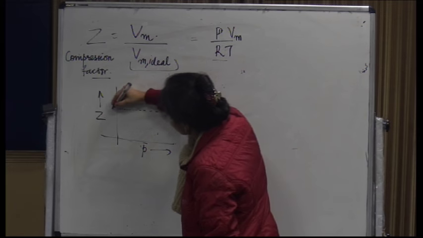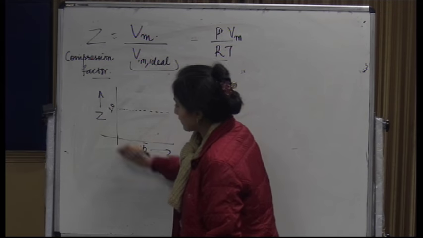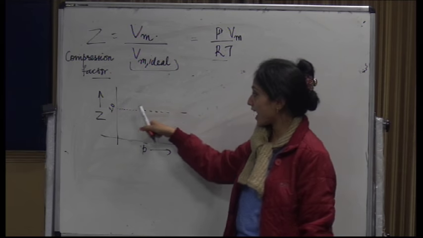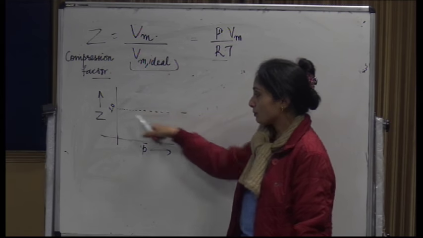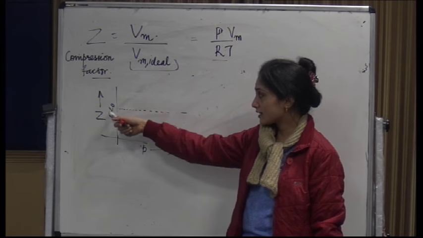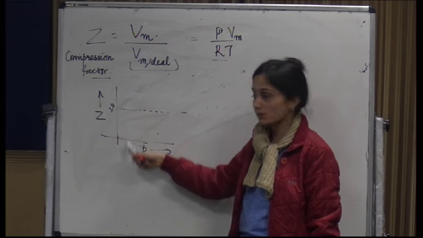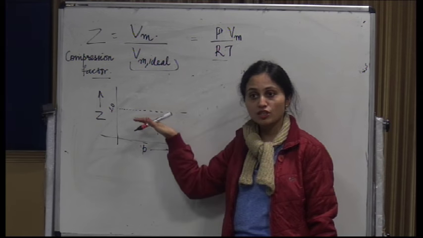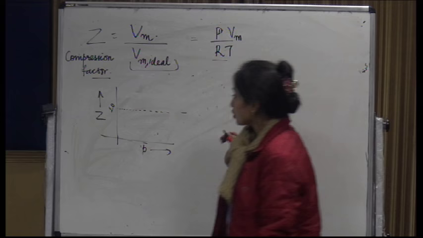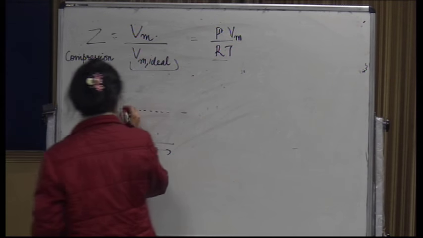If this value is 1 here, 1.0, and I start from 0 here, then this graph would be representing your ideal gas. Z for an ideal gas, the Z versus P plot, will be a straight line which is parallel to your x-axis. Clear to everyone? So now if I talk about real gases, look at how they behave.